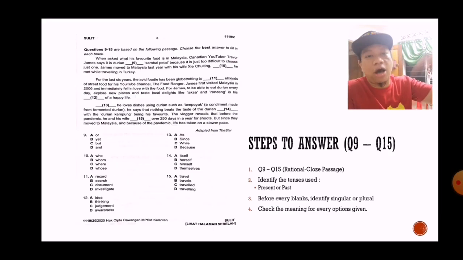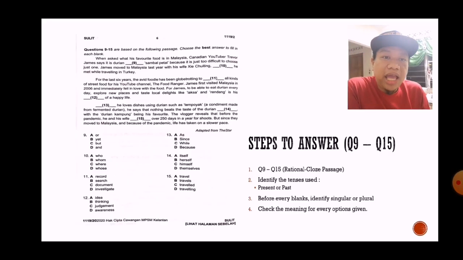Now let us look at the options. A for number 15, A is travel. B is travels with S. C is traveled, with ed, past tense. D is travelling. Travelling is continuous tense, yang sedang berlaku. So which one is this? Let us look at the clues given here.